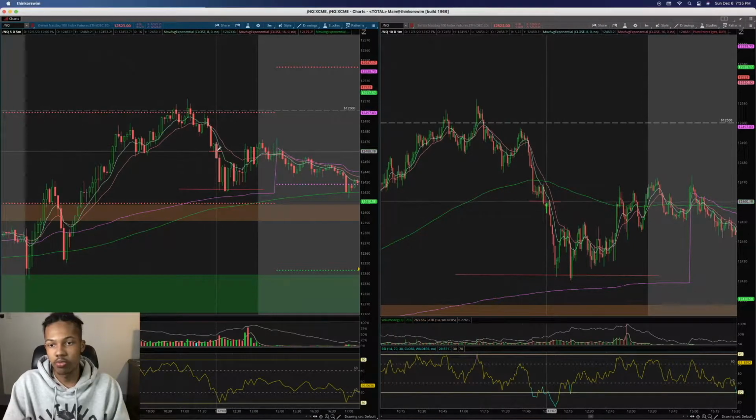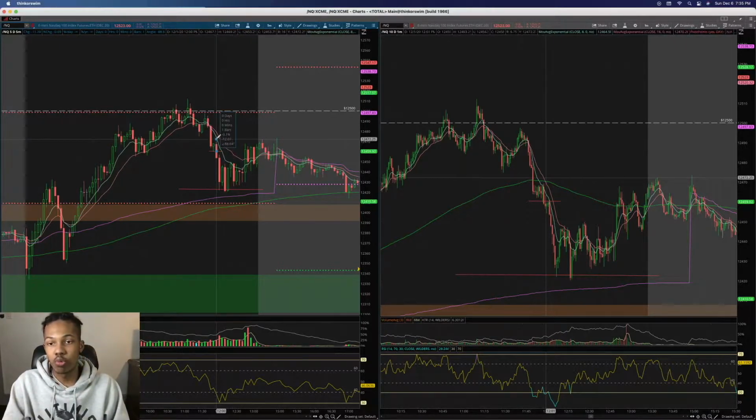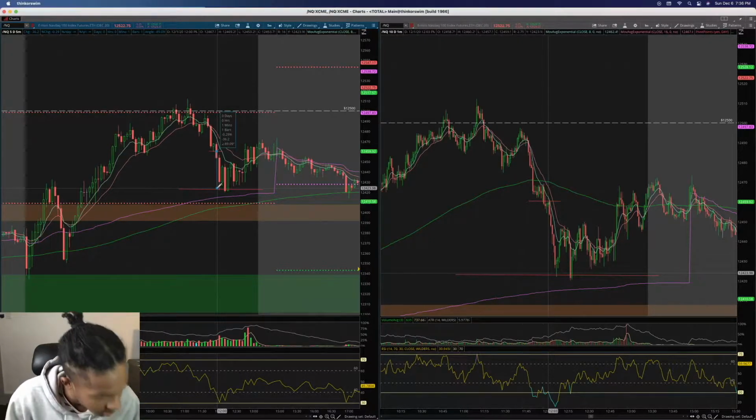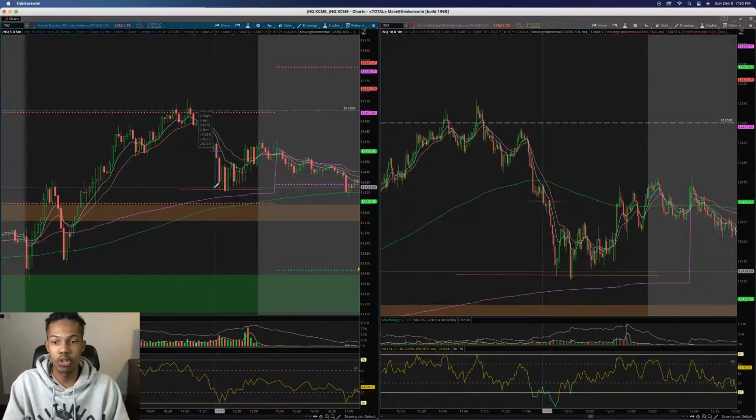I risked, what was it? I had my stop right about here, $12 in risk, $36 in reward. Basically that's a 1 to 3 very quick scalp. I hit my take profit in about 5 or 6 minutes, and I also have the profits posted from that in my Discord.